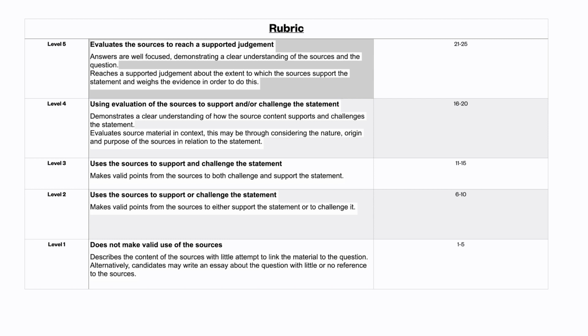And level 1, you're not making valid use of the sources. You've got content from the sources in your paper, but you're not providing anything useful in it, essentially. And level 0, you just wrote, I don't know, whatever you wanted.